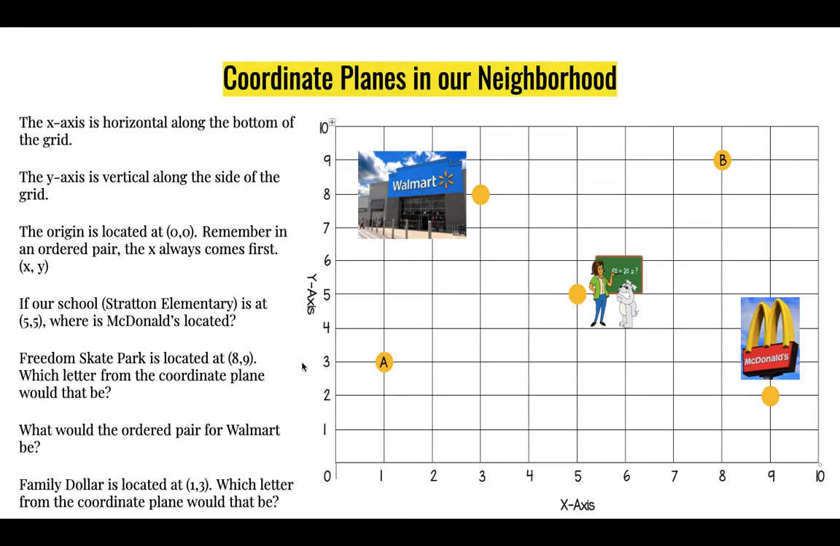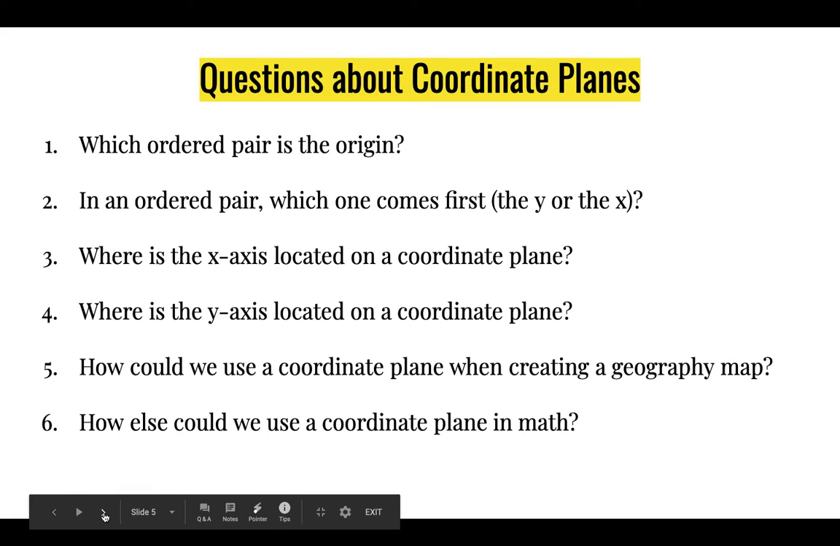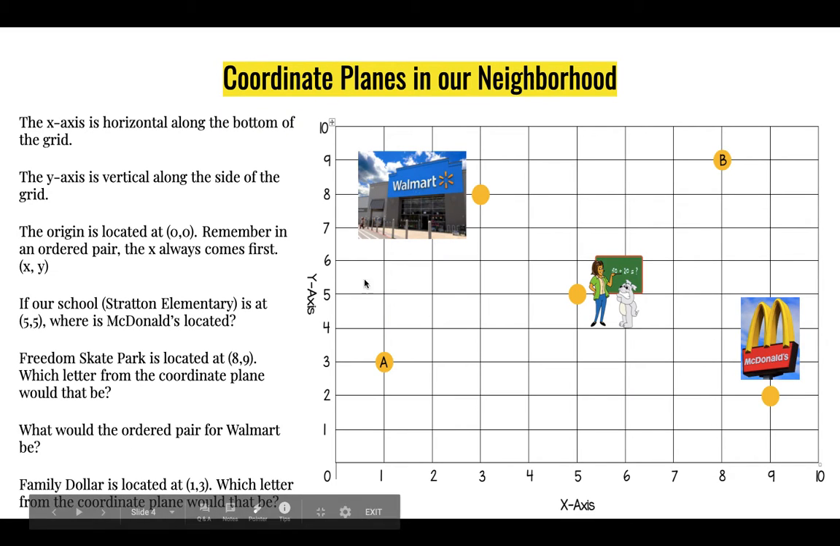Okay? So, if our school, which is Stratton Elementary, which I've written right here with our bulldog, is at 5, 5, where is McDonald's located? Let me go to our next slide really quick. Okay, so if we're at 5, 5, remember you start at your x-axis first, which is on the bottom, 5, and we go up to the 5, which is the Y. Where is McDonald's located? If you look on your map, we have McDonald's right here.